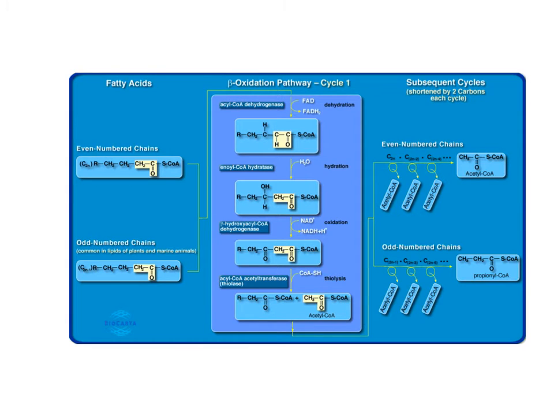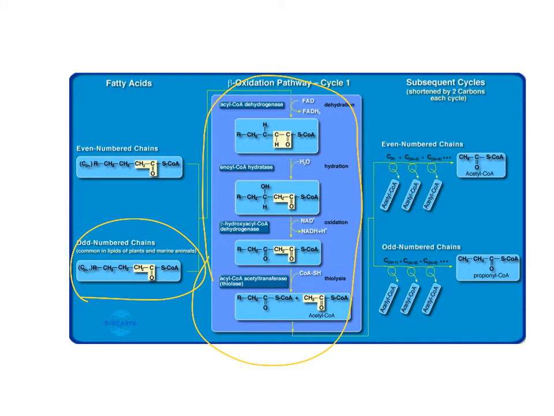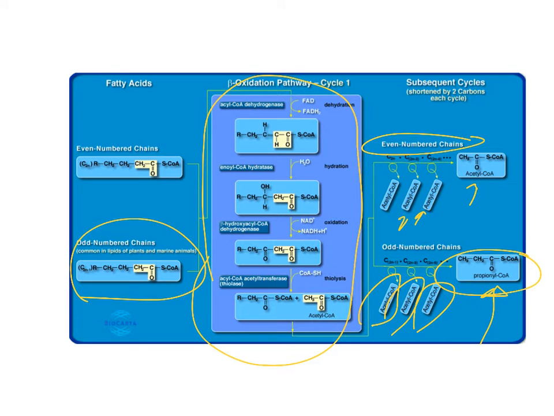And here's a slide that again shows that odd chains go through beta-oxidation just the same as an even chain would, each round spitting out 1 acetyl-CoA until the final round, which gives you 1 acetyl-CoA and 1 propenyl-CoA, whereas the even numbers only ever spit out acetyl-CoAs.